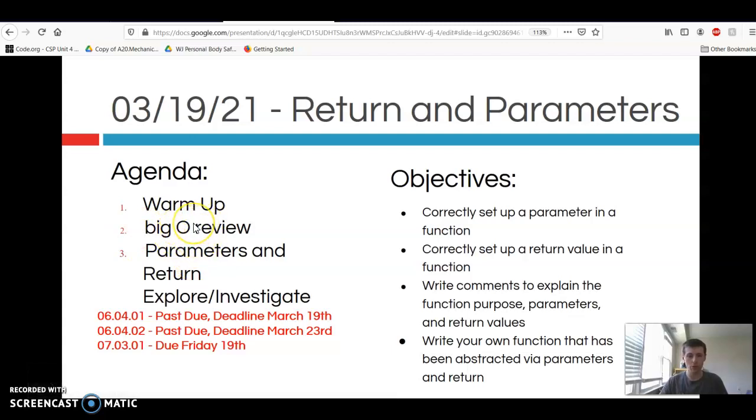Let's get to it. Today we had 2 objectives. One was to review Big O, which was an assignment you guys didn't do so hot on. And the second was to continue our exploration of return and parameters as they pertain to functions.